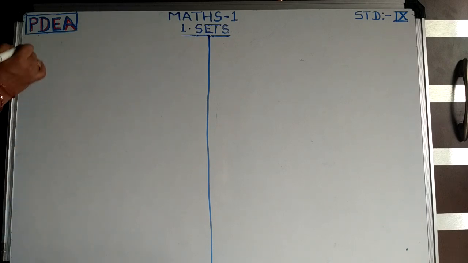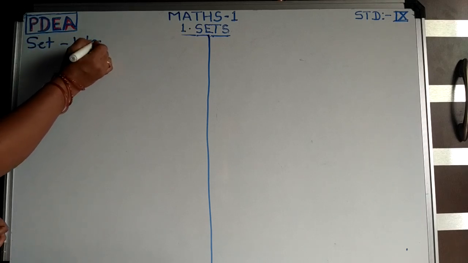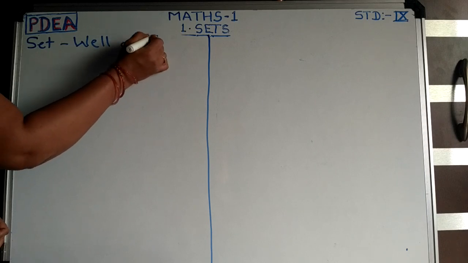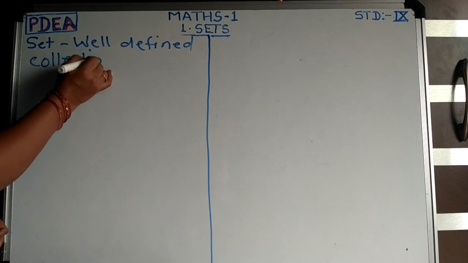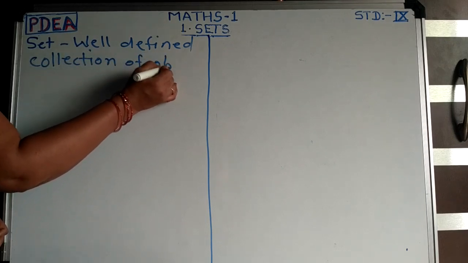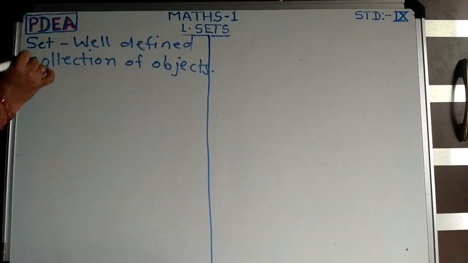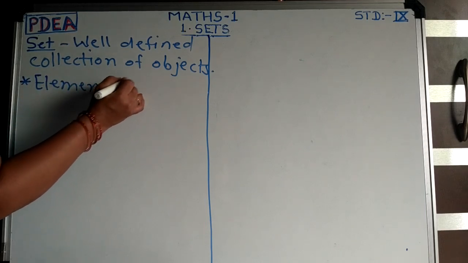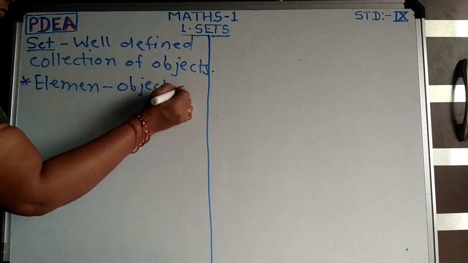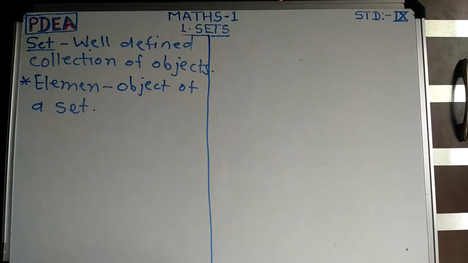Now how to define a set? A set is a well-defined collection of objects. Each object is called an element. What is an element? An element is an individual object of a set.